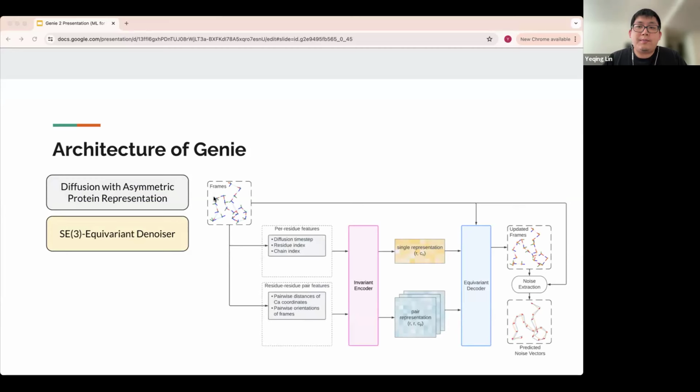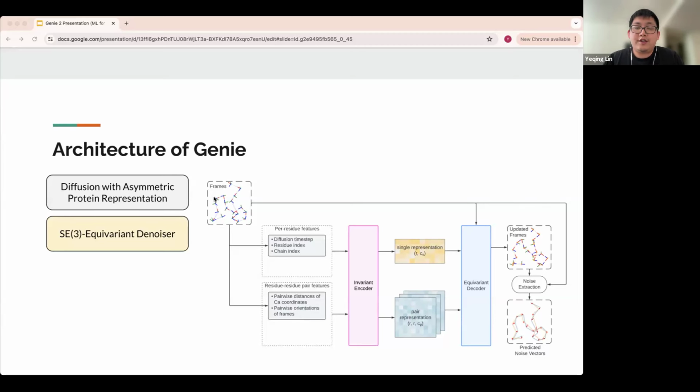These features are then passed into the SE(3) invariant encoder, which is the pink box below. This encoder transforms these features into single and pair representations and further refines these representations using triangular multiplicative updates. Given this latent representation, we then pass it into the SE(3) equivariant decoder, which combines the latent representation together with the input reference frames to compute the updated frames. Finally, the noise is computed by taking the delta in the translation component between the input and the updated reference frames.